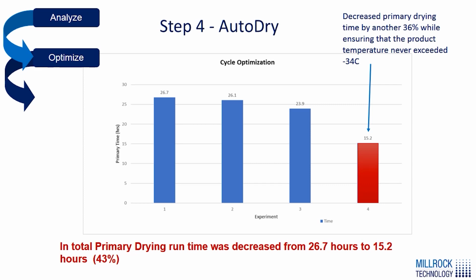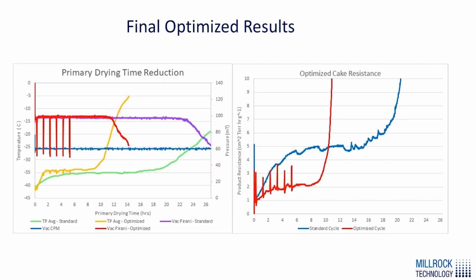The final results of this run is that we've taken our initial recipe-based freeze drying protocol at 26.7 hours of primary drying time, and we've reduced that to 15.2 hours, which is a total reduction of about 43%. These are what the final optimized results look like. Here we can see the Pirani convergence for both of these, as well as the reduced optimized product cake resistance as well.